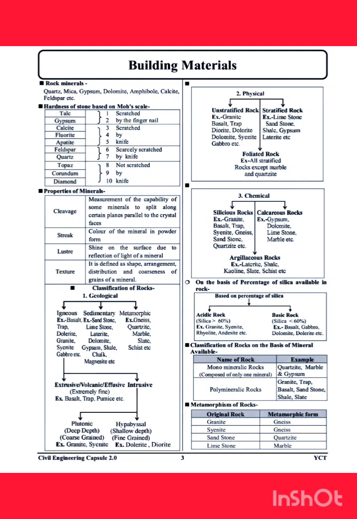Similarly, there are different metamorphic rocks which are formed after different chemical and other processes. The original rock is granite, its metamorphic form is gneiss. Similarly, syenite, its metamorphic form is also gneiss. Sandstone, its metamorphic form is quartzite. Limestone, its metamorphic form is marble.